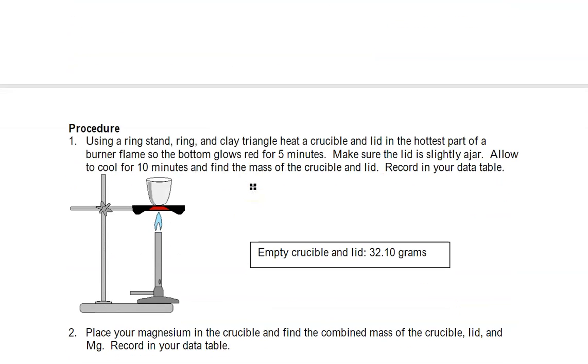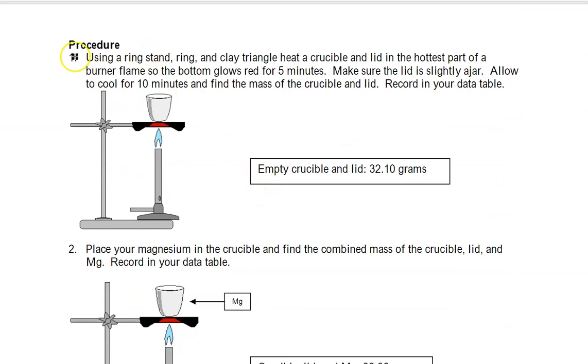So if you scroll down to the directions, if we were doing this in class, step one of the procedure says, using a ring stand and a clay triangle, along with your crucible and lid, you want to heat it up in the hottest part of the Bunsen burner flame and have it glow red for 5 minutes. And to make sure the lid is on top here, slightly ajar. Allow it to cool and find the mass of the crucible and lid. So you do that, and here's the data for you. The crucible and lid is 32.10 grams. Why do you think we heated that up before we actually did the rest of the experiment?